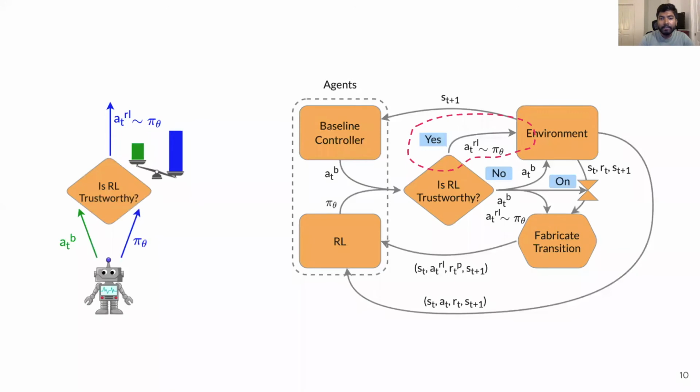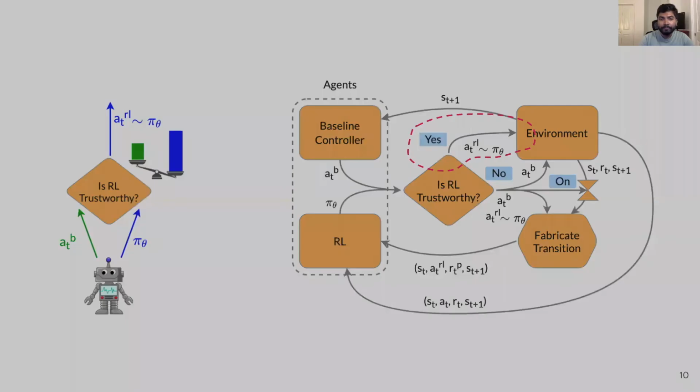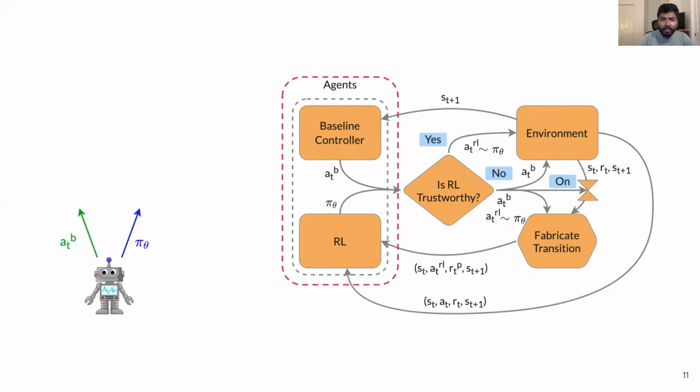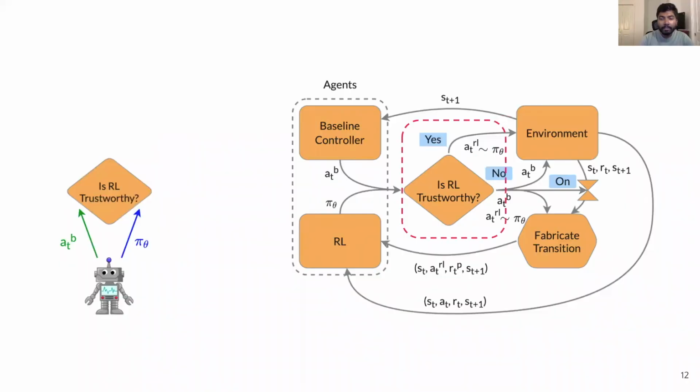Let's assume that in the first step, the is-RL trustworthy module decides to follow the RL policy. So ARL is sampled from pi theta and applied to the environment. The transition is then used to train the RL agent. In the next step, once again, the RL agent has to make a choice between following the baseline action or pi theta. Once again, the agent consults the is-RL trustworthy module to make a decision on the action selection.